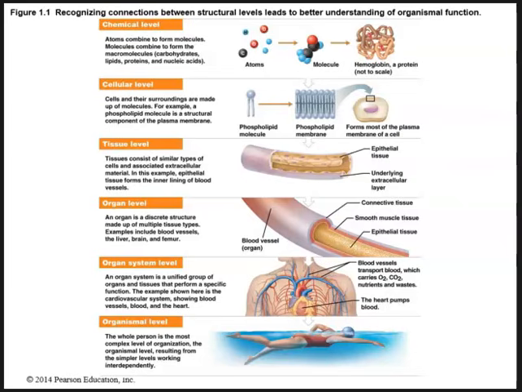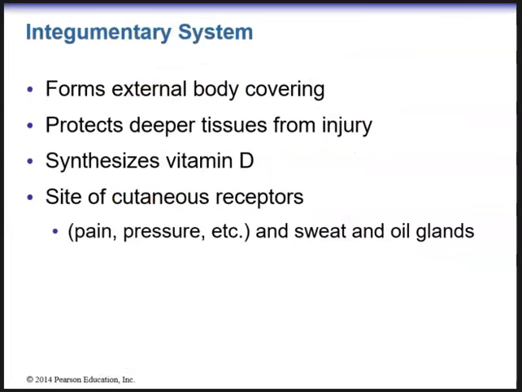So then we're going to get into the different systems. First, we'll talk about the integumentary system really quick, just an overview. We know that the integumentary system forms the external body covering. So we're talking about the skin and different components of the skin. We know that the skin is actually the largest organ.